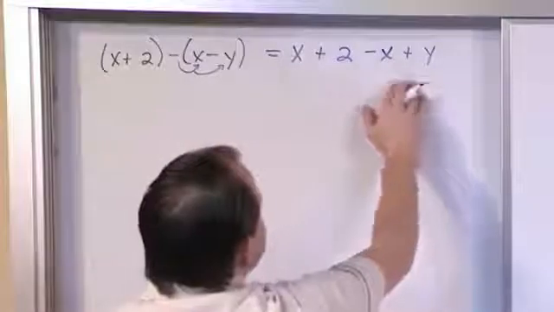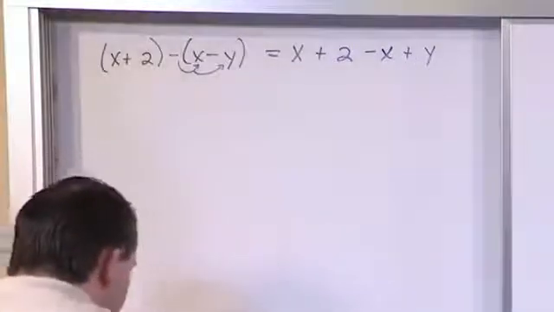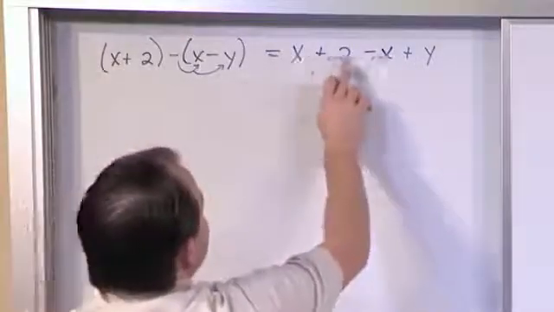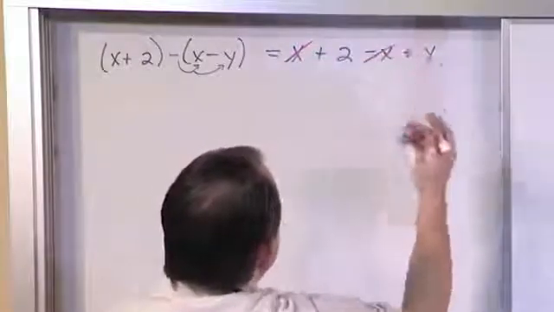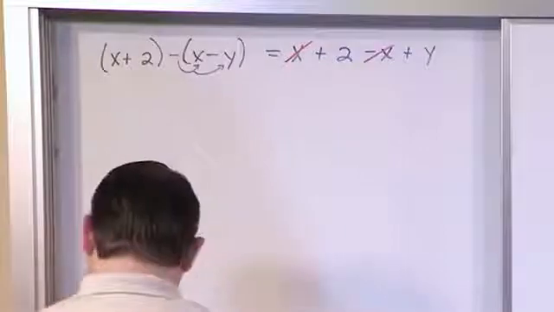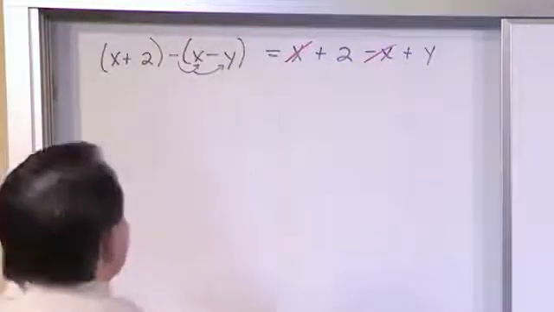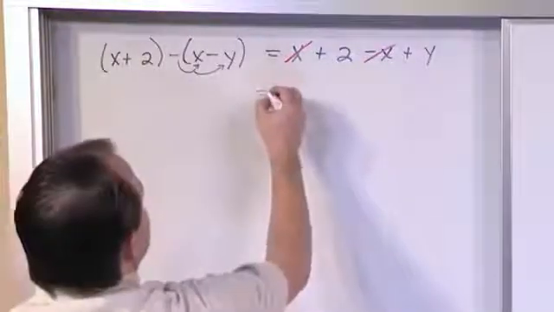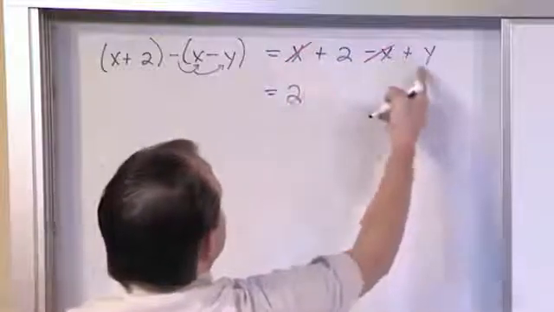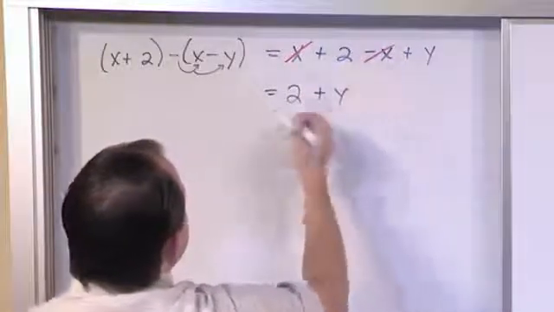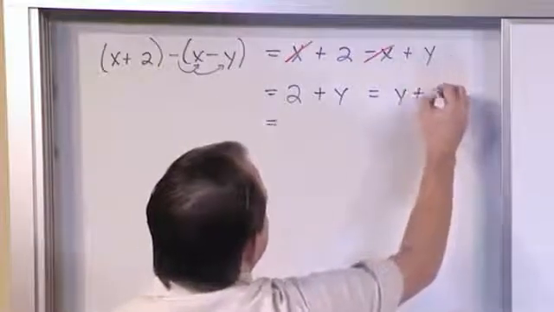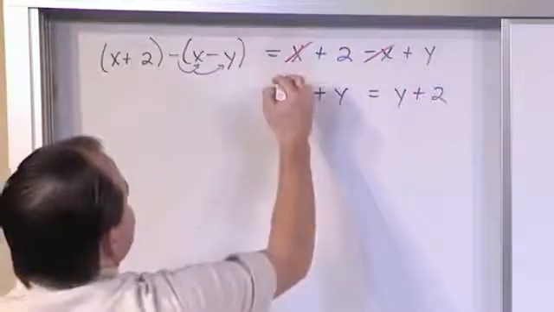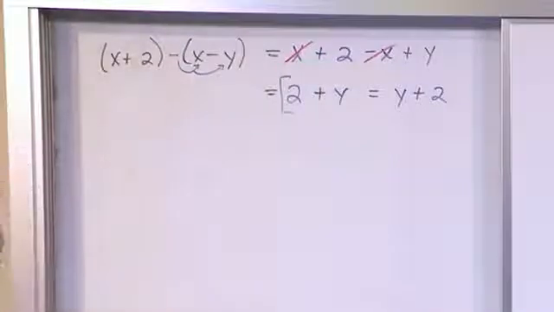Now, can we simplify this? Well, I see right away that I have an x here and a minus x here. So when I take x and subtract x, it's going to give me 0. So they're going to basically disappear. And then what I'm left with is 2, and then over here, plus y. Usually you like to write the variable first, so it would be y plus 2. Same thing. 2 plus y is the same as y plus 2. And that is the final answer.